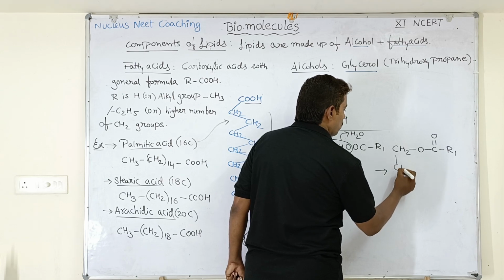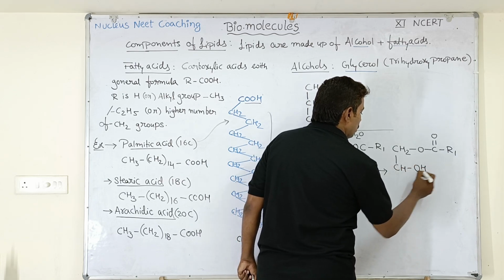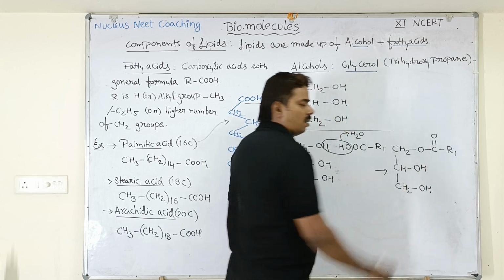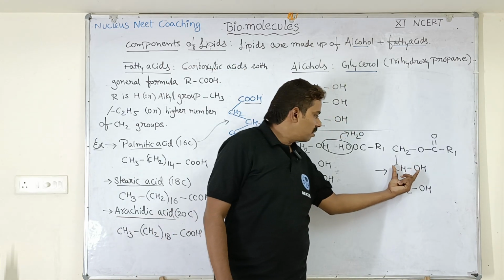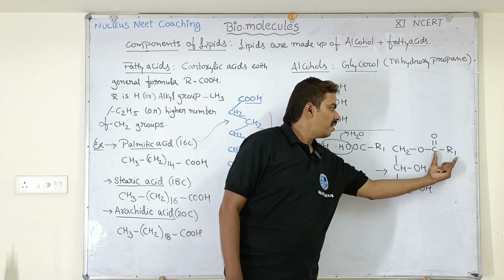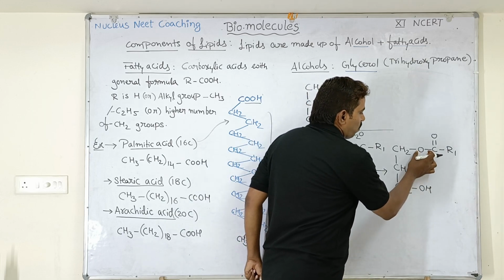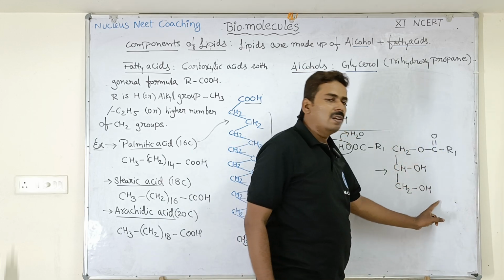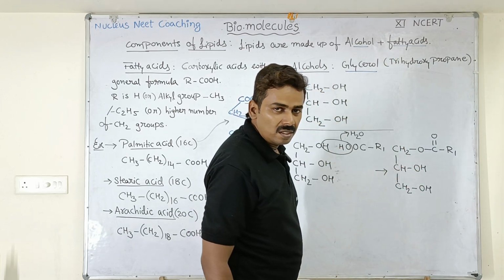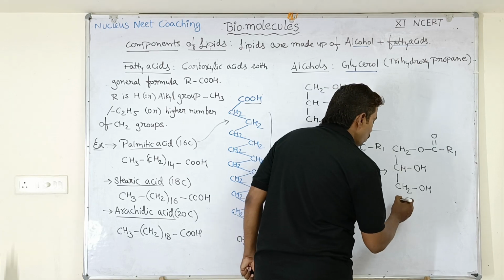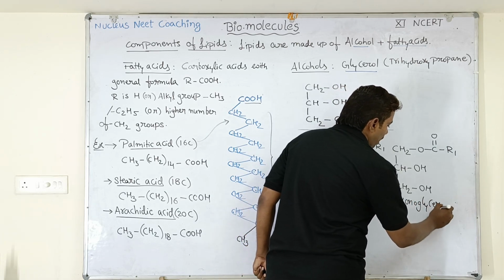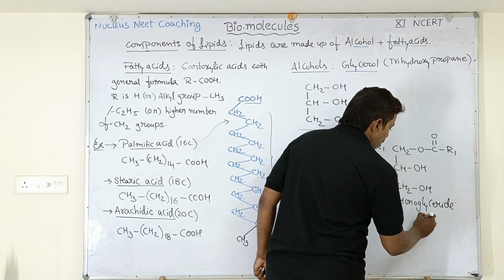Next, second carbon CH, OH. Third carbon CH2, OH. Okay, so now here this is the glycerol part and this is the fatty acid part. When the glycerol part and fatty acid part are linked by an ester bond, the resultant molecule we call a lipid. Since there is only one fatty acid attached to this glycerol, we call this lipid a monoglyceride.